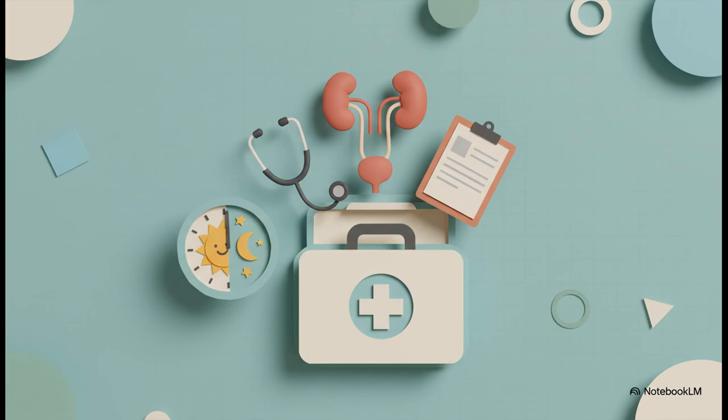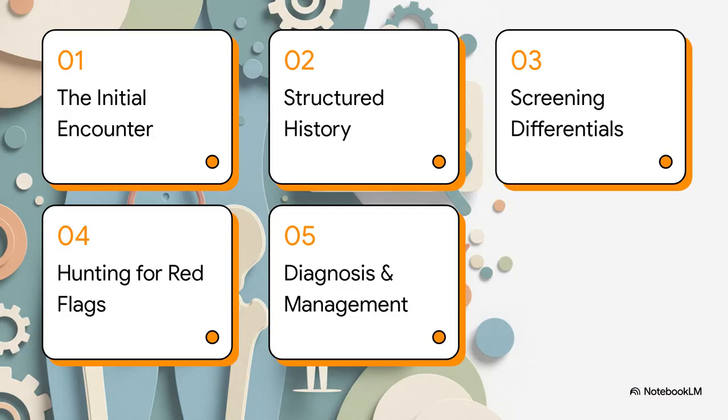Now, this case is a really common one, and honestly, mastering the little details is what's going to make all the difference in your exam. So here's how we're going to break this down. We'll start with the initial encounter, then move into structured history taking. After that, we'll screen for differentials, hunt for those critical red flags, and wrap it all up with diagnosis and management. A nice, clear 5-step plan.